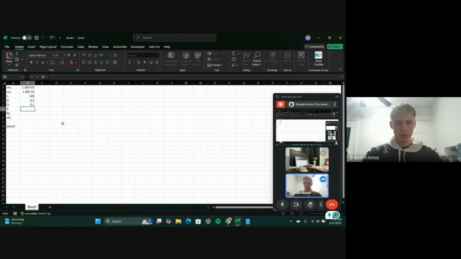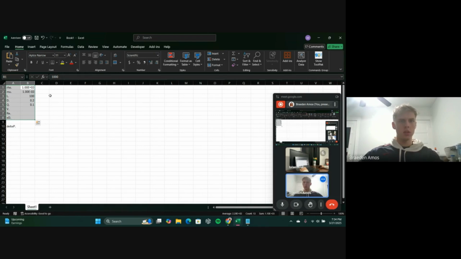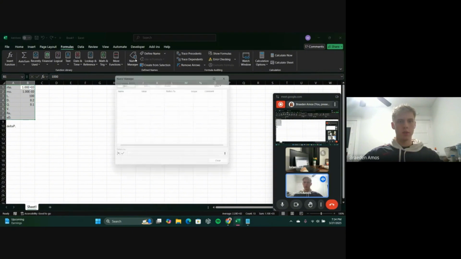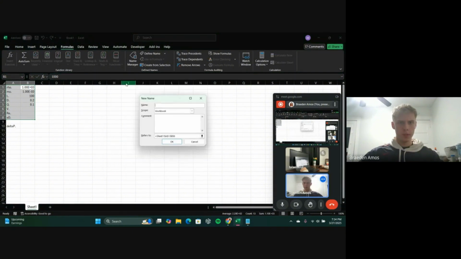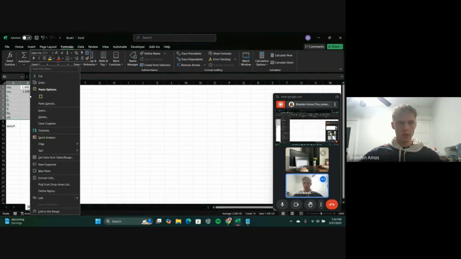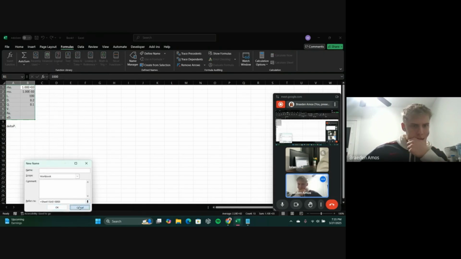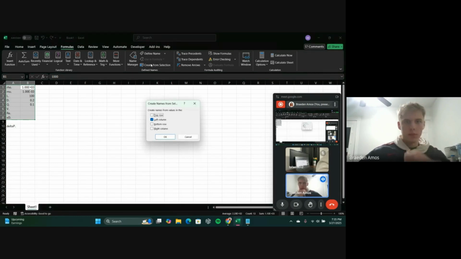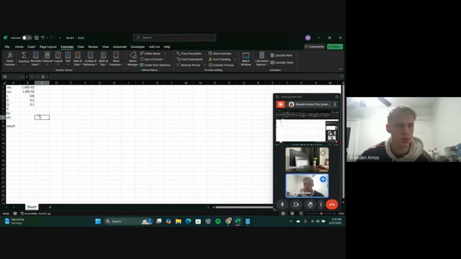V, so for this one we need to do an equation. But first I'm going to name all of these terms. Let's see, Name Manager. Create from selection, left column. Okay, so now we can reference these numbers just by calling up the name.